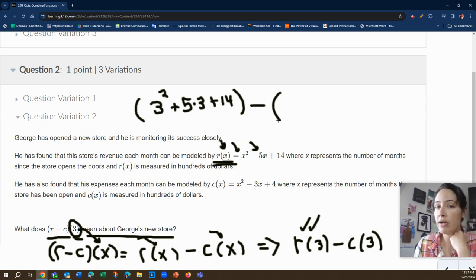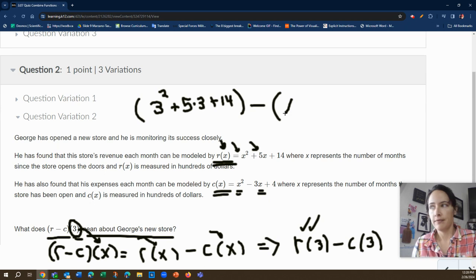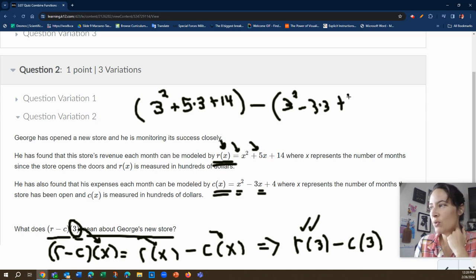Minus, we do need parentheses here. C of 3, well, that's C of x. We just plug in 3 wherever we see x. X squared becomes 3 squared, minus 3 times 3, because it's 3 times x, plus 4.